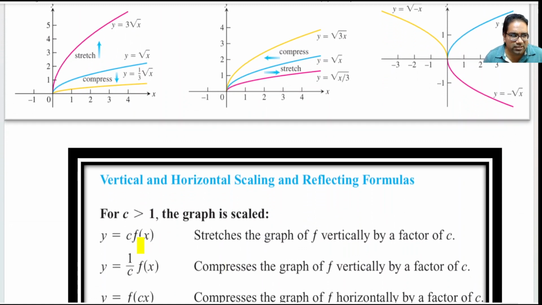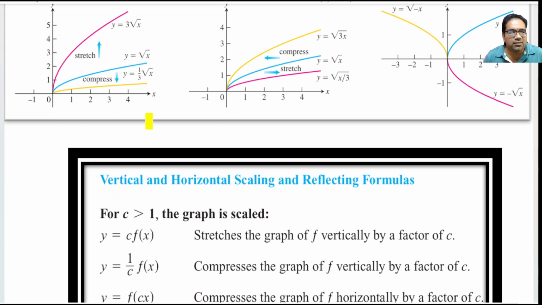Given a function, if you multiply this function with some constant c, and c is greater than 1, then it is stretching the graph vertically by that factor. This is stretching the graph by a factor of 3. Similarly, 1 by c into root x: if c is greater than 1, then 1 by c will be less than 1, right? Then it is compressing by a factor of c.